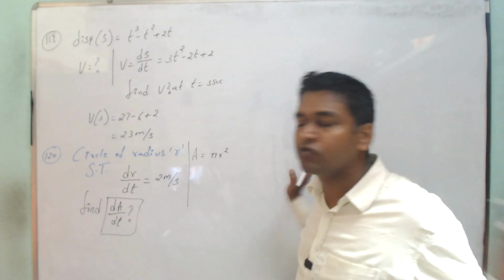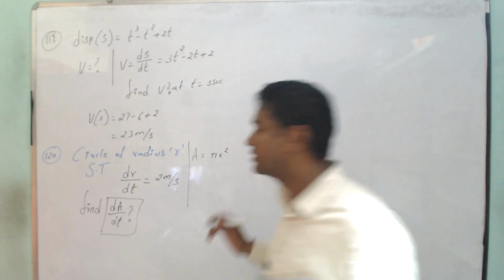Let me not know what I am doing. I don't bother. So just differentiate pi r square?